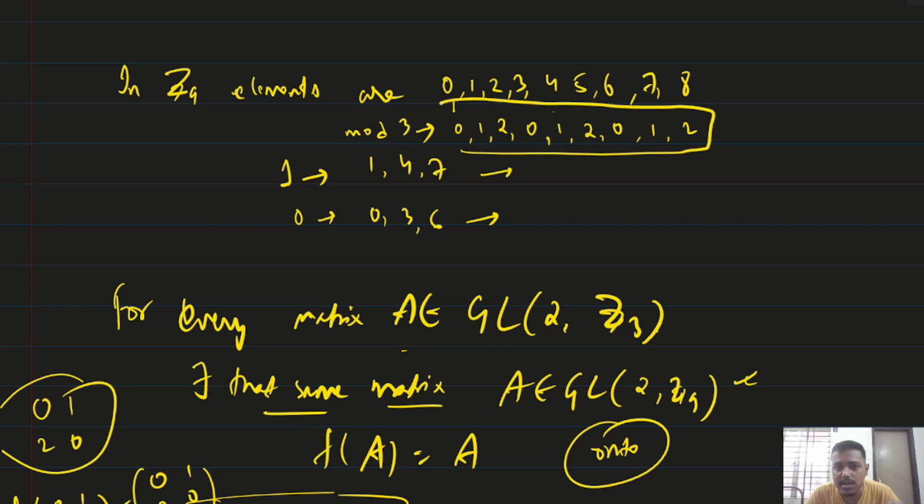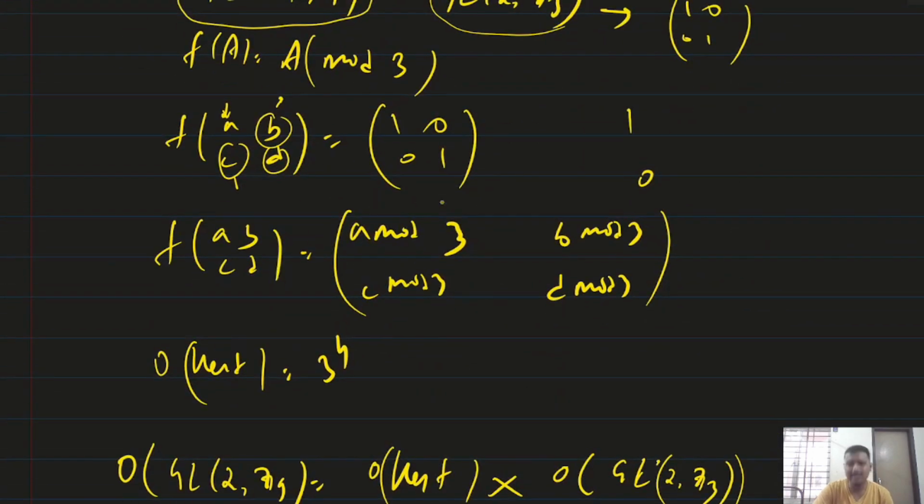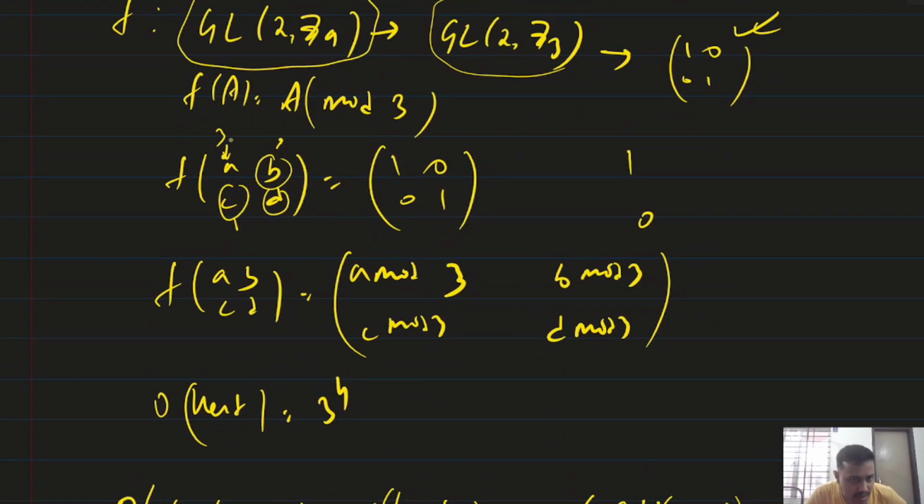Right? This is clear. Now you think, how many elements are there that after taking mod 3 we are getting 1? See, 1, 4, 7, 3 elements are there. How many elements are there in Z9 that after taking mod 3 we are getting 0? 3 elements are there, 0, 3 and 6. So you just see that for small a we are getting 3 choices, that after taking mod 3 we are getting 1. Again for b we have 3 choices, again for c we have 3 choices, again for d we have 3 choices, right? That way you have to think. So order of kernel of f, it will be 3 to the power 4.